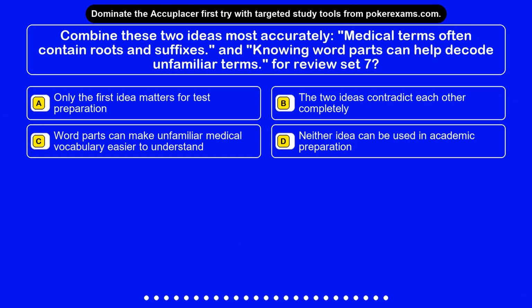Question 17. Combine these two ideas most accurately. Medical terms often contain roots and suffixes, and knowing word parts can help decode unfamiliar terms. For review set 7. Option A. Only the first idea matters for test preparation. Option B. The two ideas contradict each other completely. Option C. Word parts can make unfamiliar medical vocabulary easier to understand. Option D. Neither idea can be used in academic preparation.